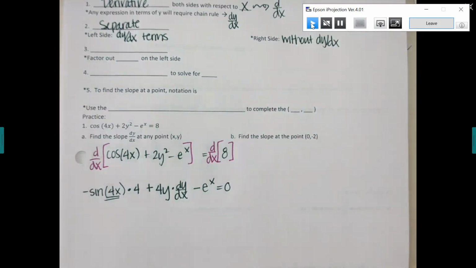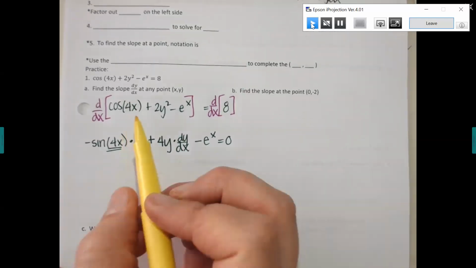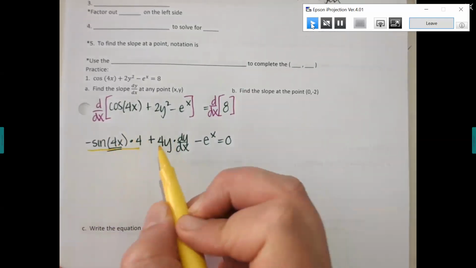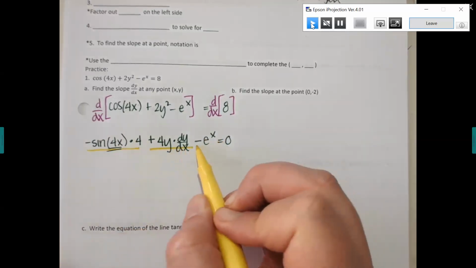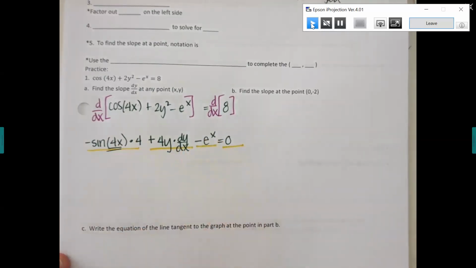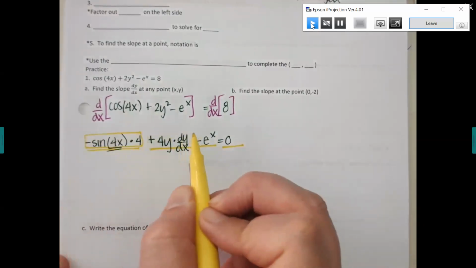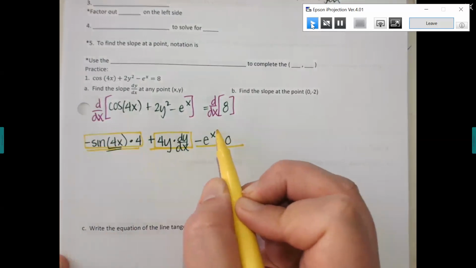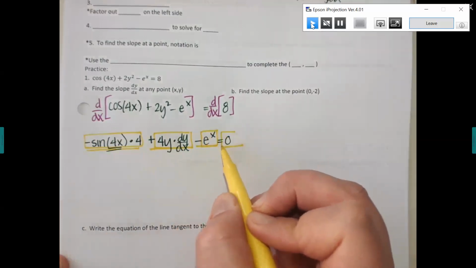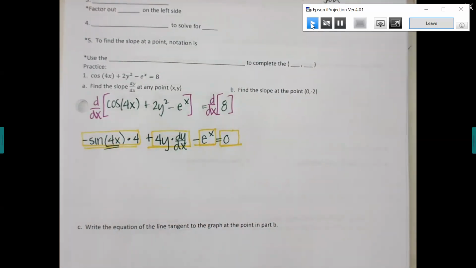Now, when I say terms, I want to make sure that you understand what I mean. A term is going to be something added or subtracted with other stuff. So if I'm looking at this equation, this has 4 terms. I'm going to underline them for you. This is a term. This is a term. This is a term. And then 0 is a term. Actually, maybe instead of underlining, I'll box them. So I have term number 1 plus term number 2 minus term number 3 equal to term number 4.